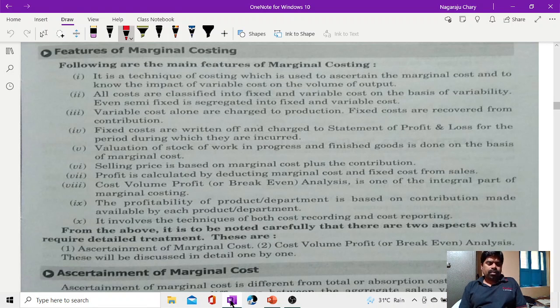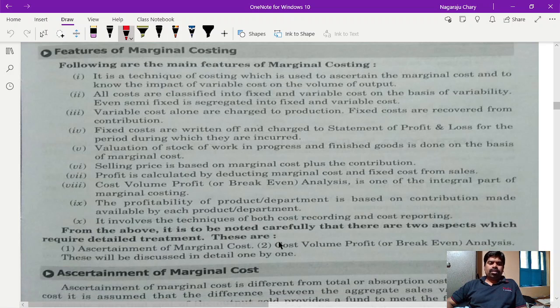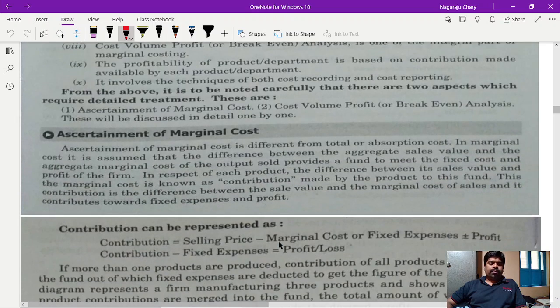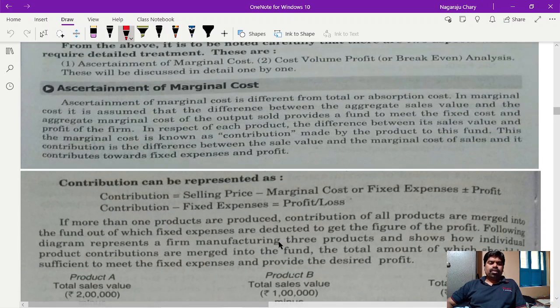In the previous video lesson, we covered marginal cost, the need for marginal cost, the marginal costing equation, and the features of marginal costing. In this video lesson, we are going to know how we collect, calculate, and ascertain the marginal cost, so that contribution can be calculated. The ascertainment of marginal cost is different from total cost or absorption cost.